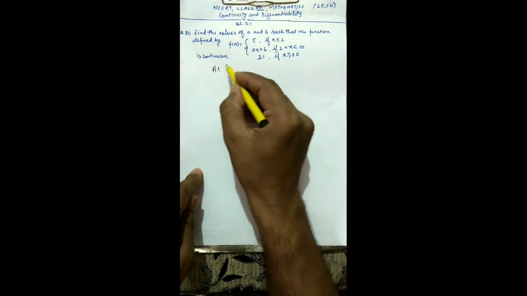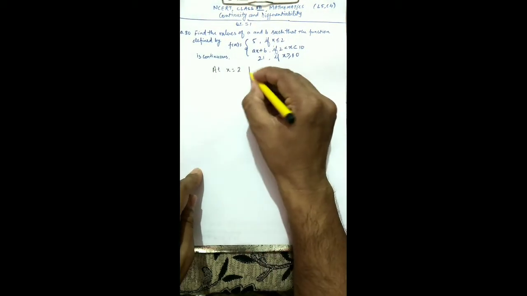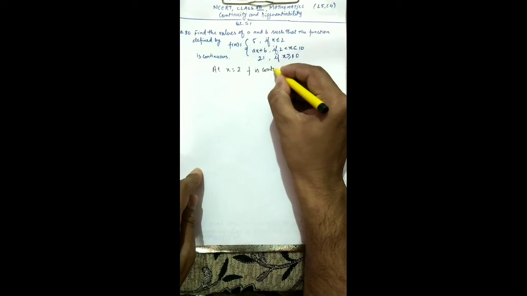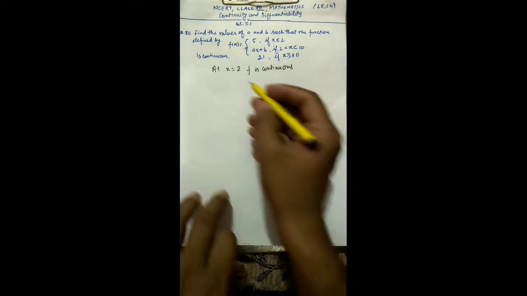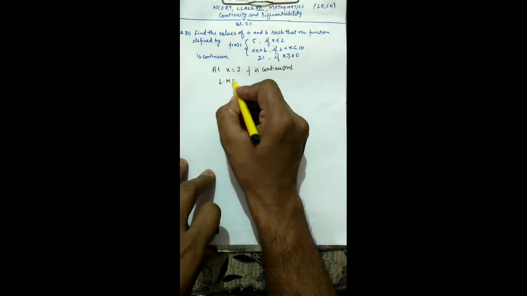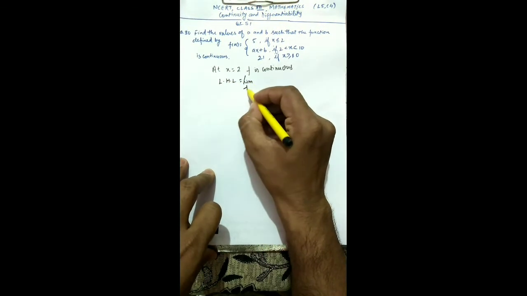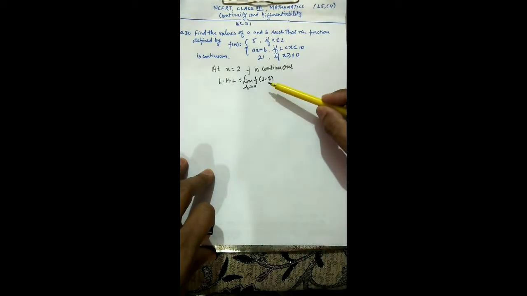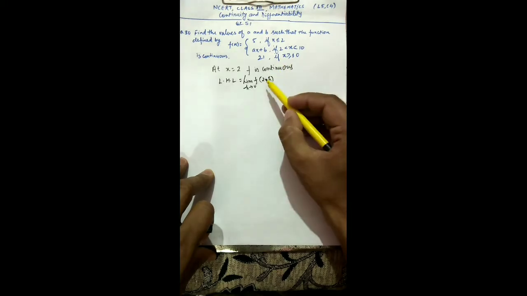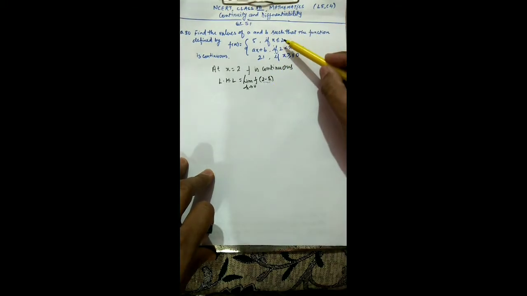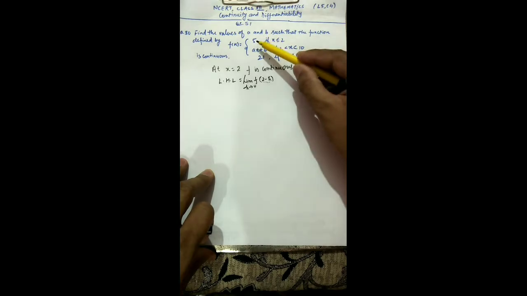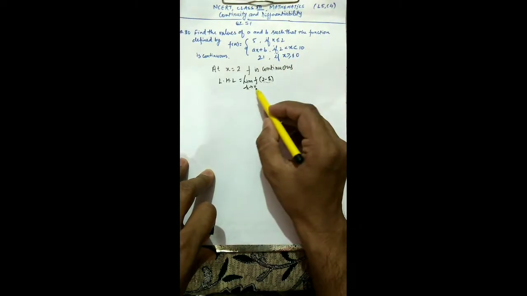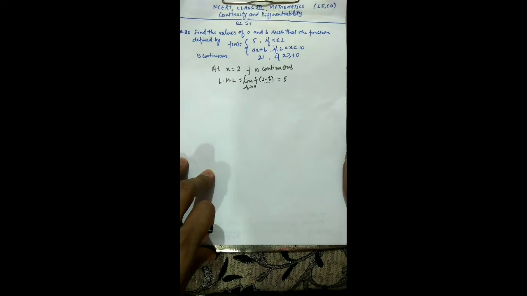At x equal to 2, f is continuous. So if f is continuous, then the left hand limit and right hand limit both will exist. The left hand limit is the limit as h tends to 0 of f(2 minus h). Here 2 minus h is less than 2, so for less than 2, f(x) is 5. So whatever you put for h tending to 0, you will get the answer 5.